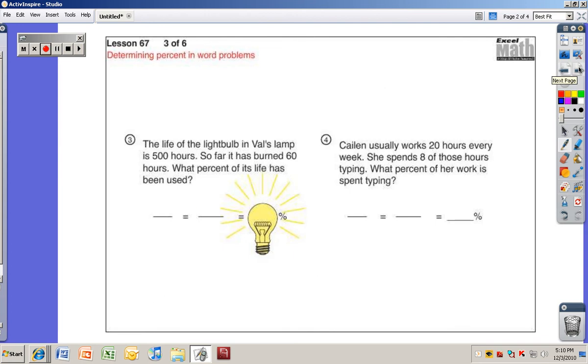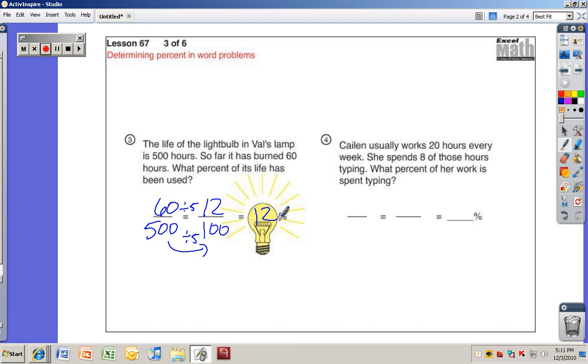All right, try 3 and 4. Pause the video until you're ready to see the solution. Number 3, the life of the light bulb in Val's lamp is 500 hours. So far it has burned 60 hours. What percent of its life has been used? It's used up 60 out of 500. Percent is out of 100. So how do we go from 500 to 100? We divide by 5. 60 divided by 5 is 12. So the answer is 12%.